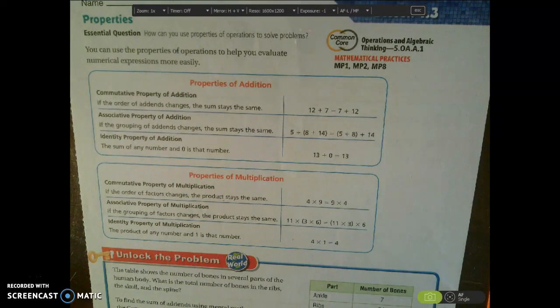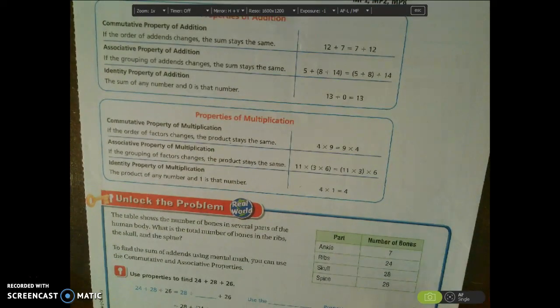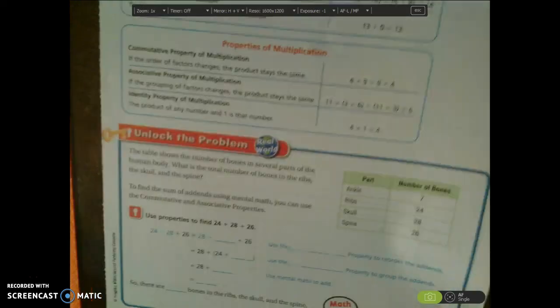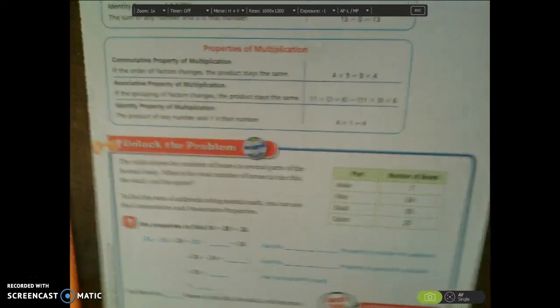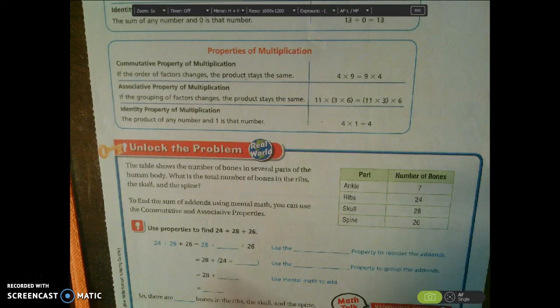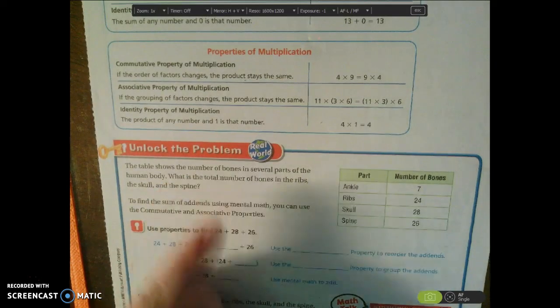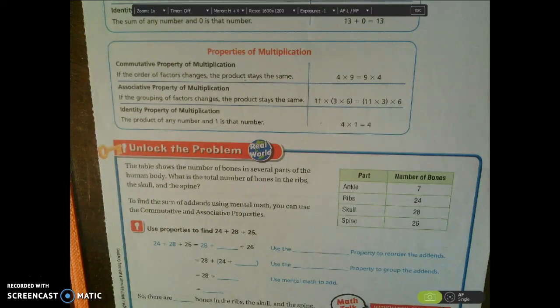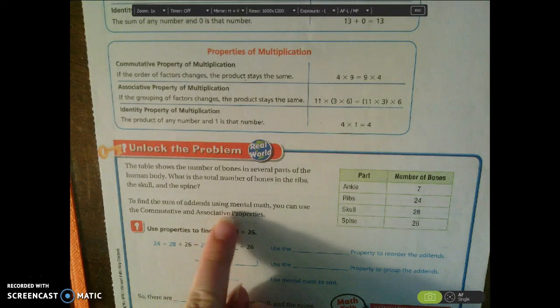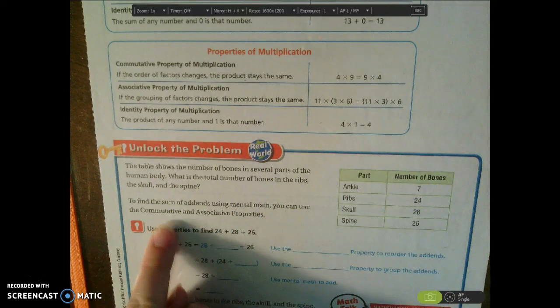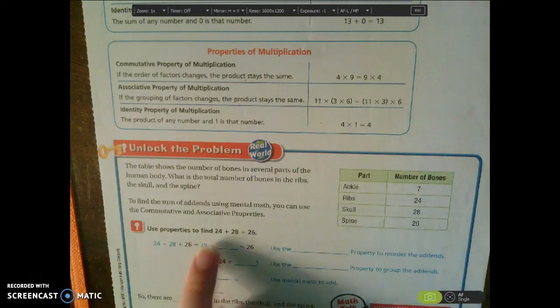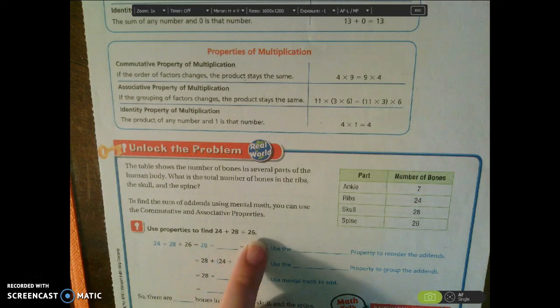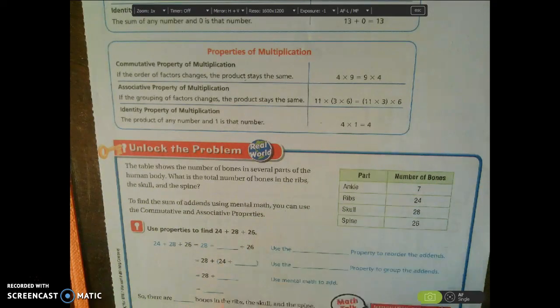So let's go ahead and look at this first problem. You can follow along on page 17 of lesson 1.3. The table shows the number of bones in several parts of the human body. What is the total number of bones in the ribs, the skull, and the spine? To find the sum of addends using mental math, you can use the commutative and associative properties. So we're trying to find 24 plus 28 plus 26.